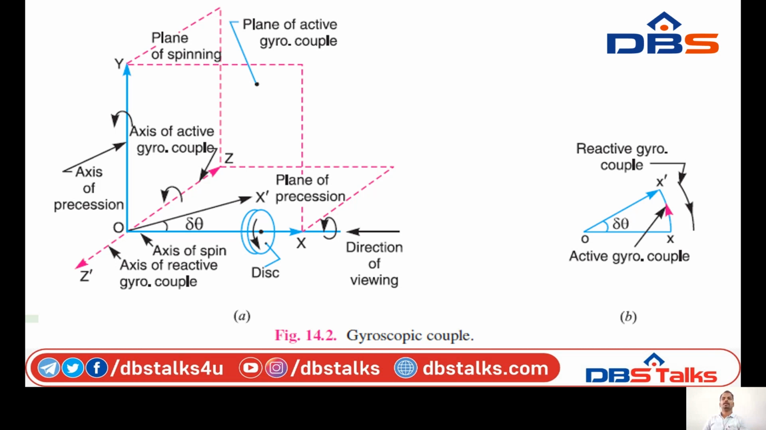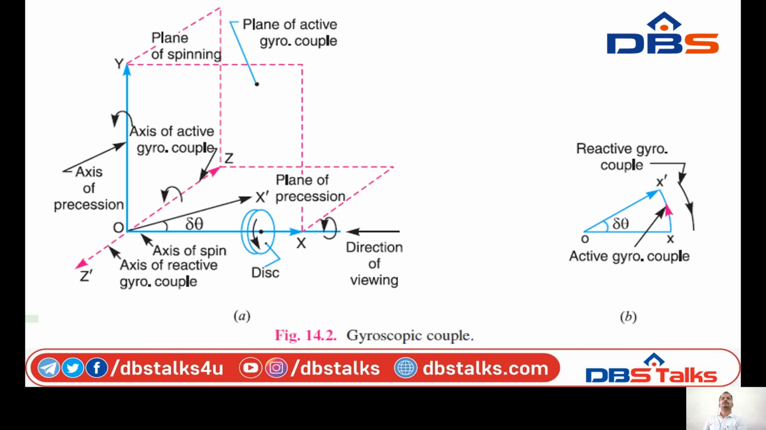So this horizontal plane XOZ is called the plane of precession and OY is the axis of precession. In the diagram, OY is the axis of precession and XOZ is the plane of precession. We have to be aware that the axis of precession is always perpendicular to the plane of precession, that is XOZ.